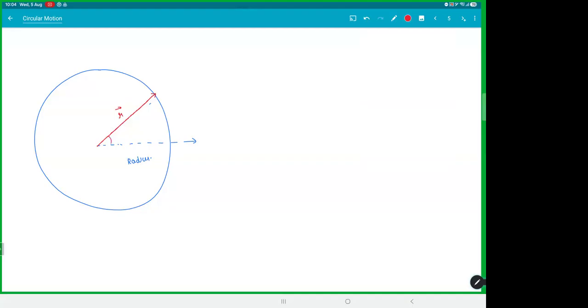So this was R bar, this was theta, this was your V tangential.